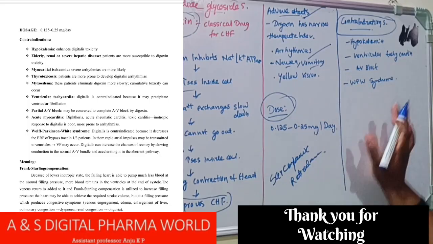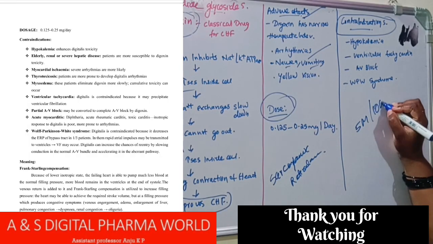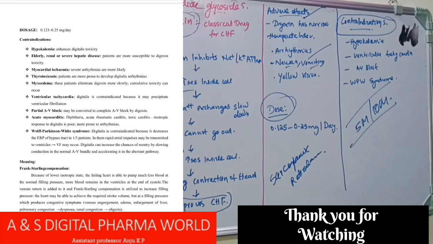This will come for the 5 marks as well as 10 marks category. Digoxin is very important. I hope you people understood.